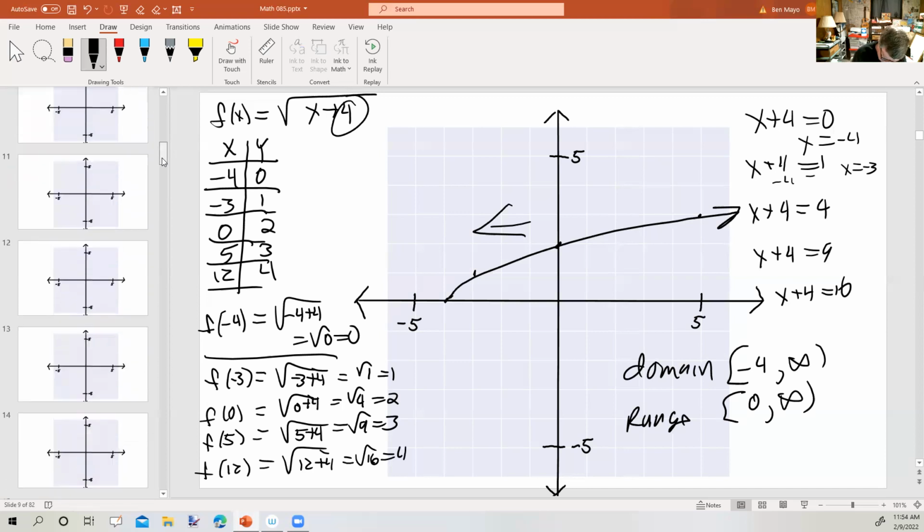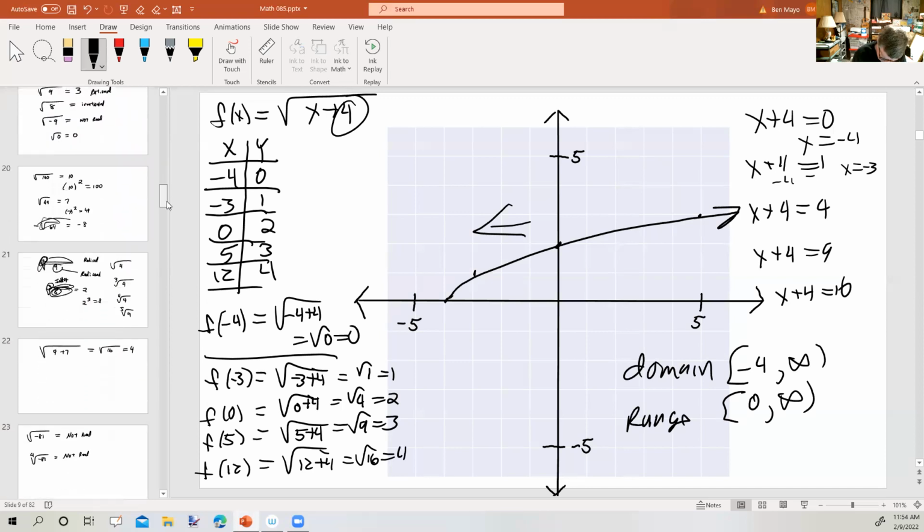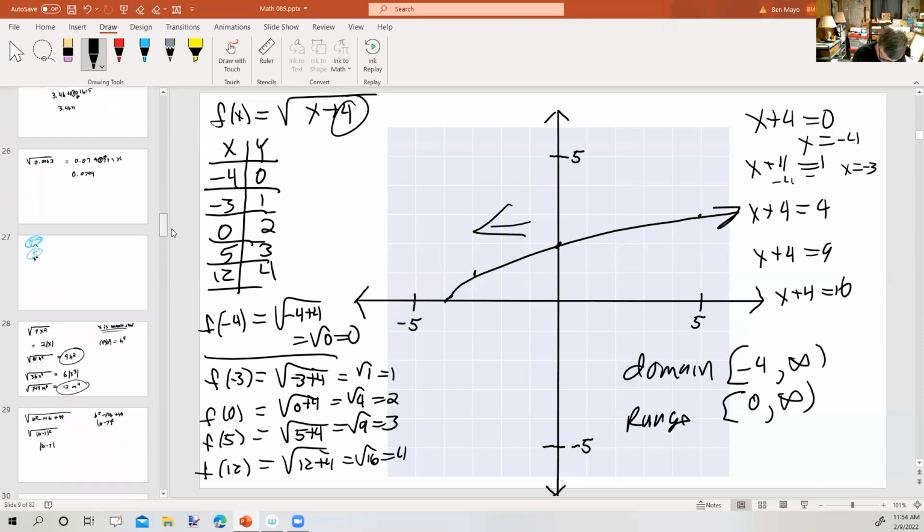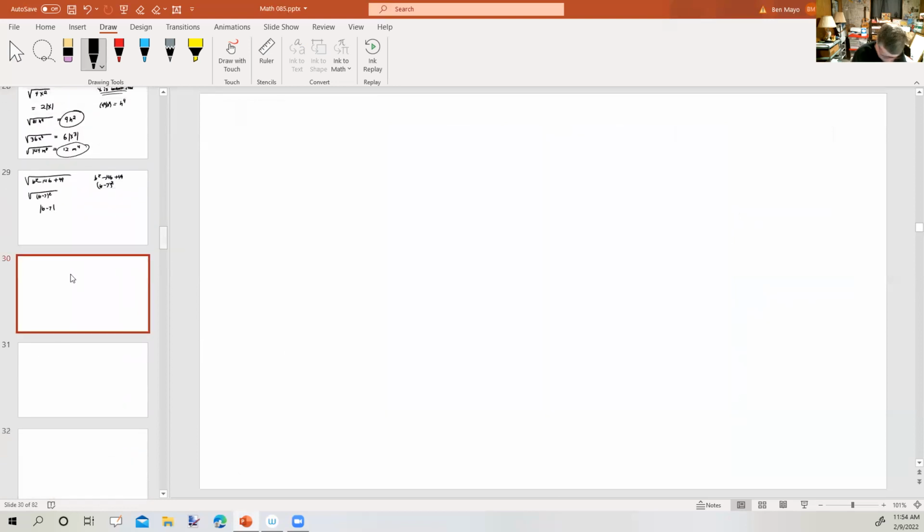Next set of questions. And again, if you have any questions, please interrupt me or say something. This says find the domain of each function. F of x equals the square root of x plus 6. Well, we don't need to graph it.